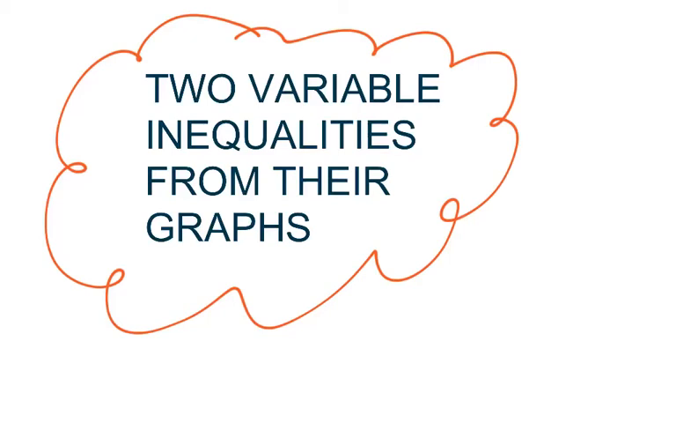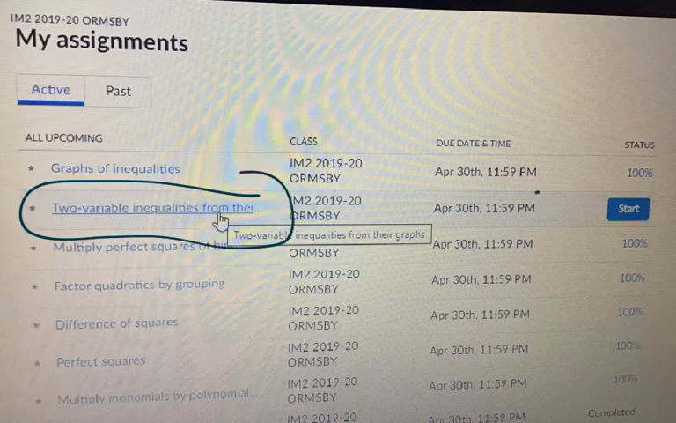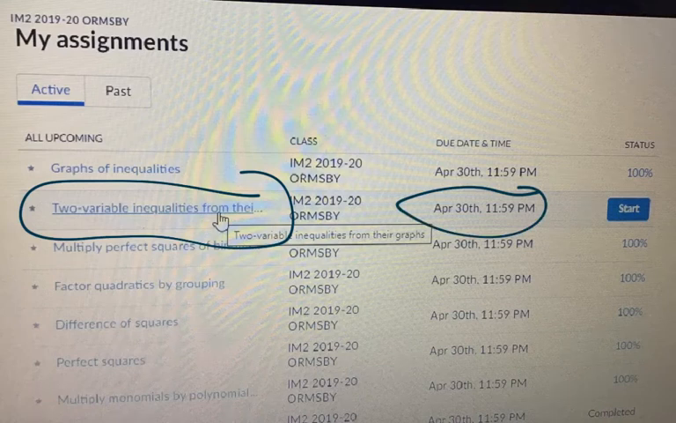Okay, everyone. So just following up from something I assigned to you last week: two variable inequalities from their graphs. It should be on your assignment page as I'm showing you right here. I did assign it at the end of April.